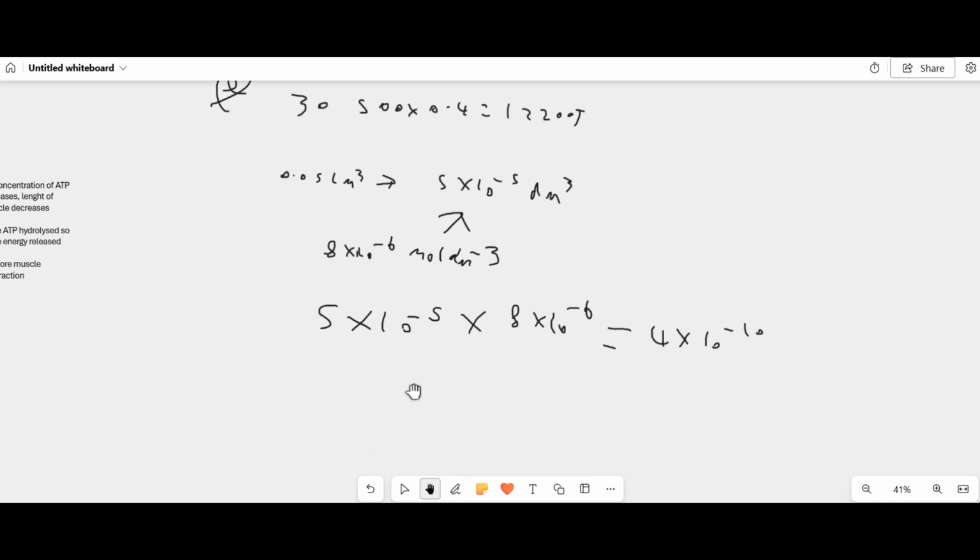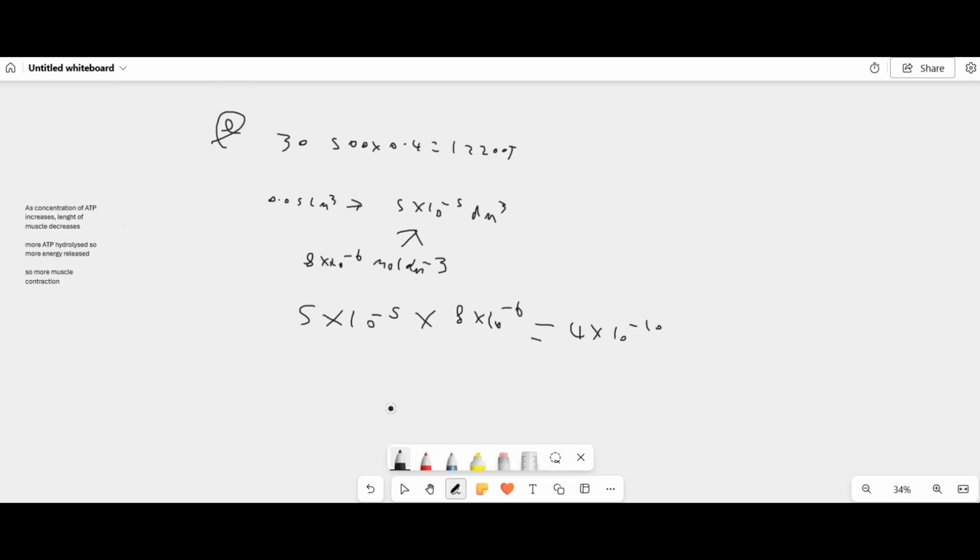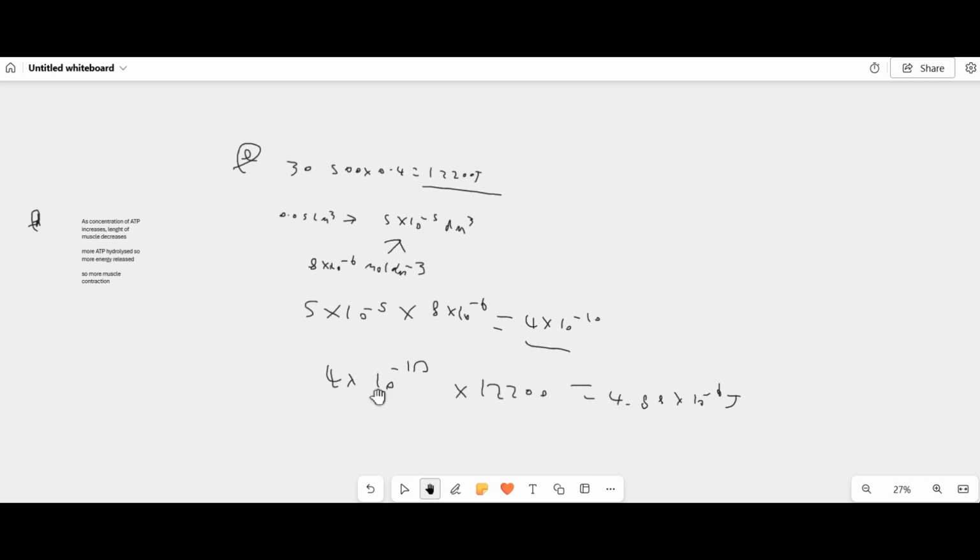Alright, save. So if that's how many I've got here in the situation, and it's 12200 energy released per one mole per decimeter, then I'm going to need to times 4 times 10 to the minus 10 by 12200. That's going to get 4.88 times 10 to the power minus 6 joules. Alright, cool.